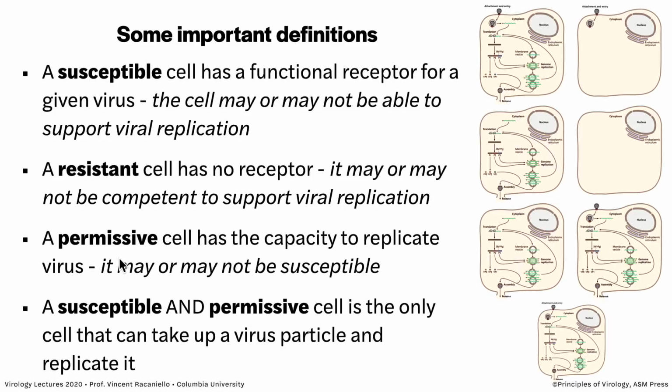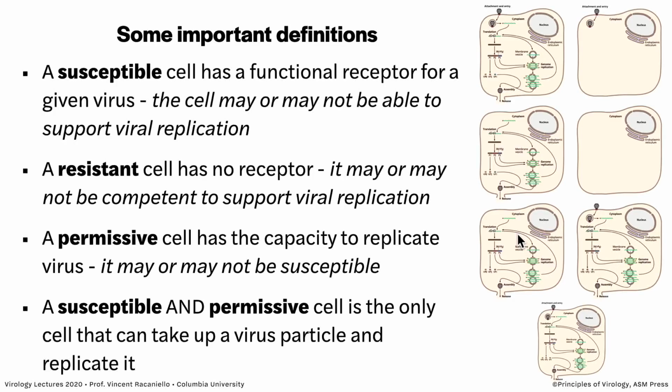And then we have permissive cell. This is a cell that has the capacity to replicate a virus. It may or may not be susceptible. It may or may not have receptors for the virus, right? So here are two permissive cells, the third row of cells. The one on the right has a receptor. It's also susceptible, so the virus can bind and get in and reproduce. But the one on the left doesn't have a receptor.